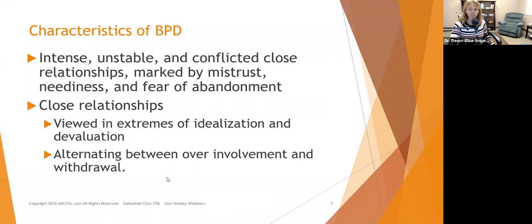And they alternate between over-involvement and withdrawal. So, they're all over the place. They're really involved in the relationship. Then if something starts not going the way they want it to, they're out. It's not one or the other, or not a happy medium. It's always one or the other. Very polar, very dichotomous in their thoughts.